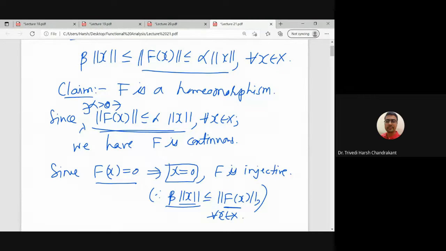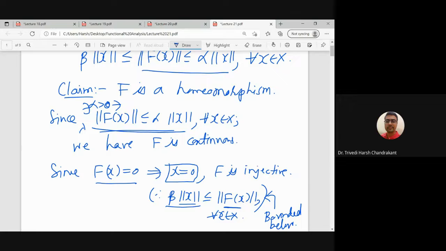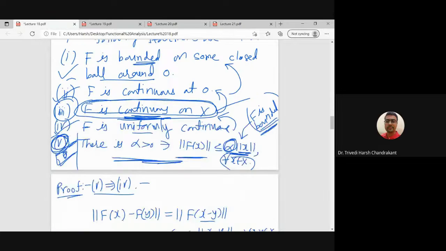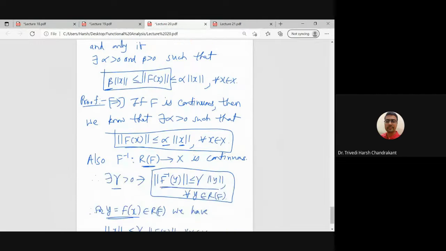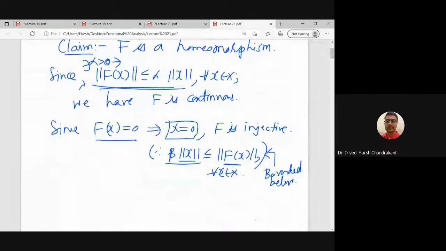This condition is known as bounded below. That alpha condition is known as bounded above. F is bounded above because norm fx is less than or equal to alpha times norm x. Here we get bounded below because beta is on the left side. Whenever a function is bounded below, it is always injective if it is a linear function. And the last condition is that f inverse is continuous.